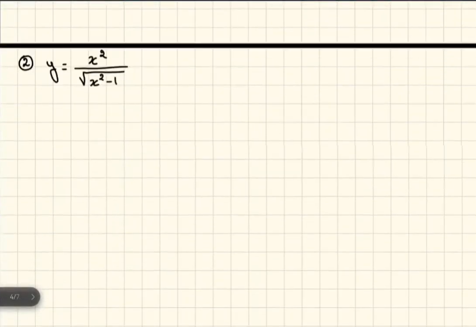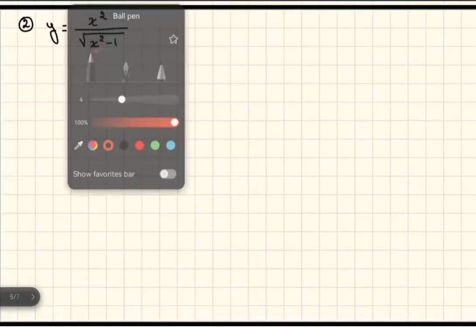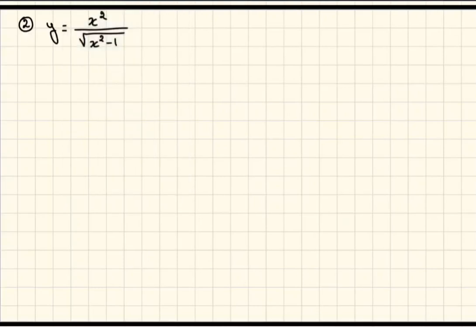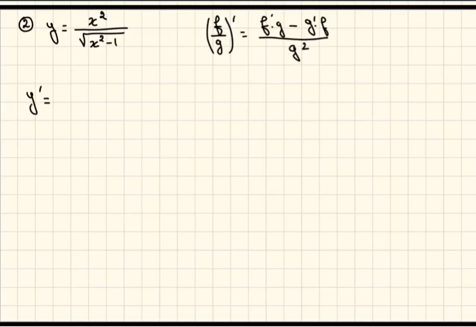Alright, another question. So here I have a quotient, I have something over something. In this case, I should remember the quotient rule. The derivative of this is f prime times g minus g prime times f over g squared. So the derivative here will be f prime, it means the derivative of the numerator, and g is the whole denominator, which is radical of x squared minus 1. So derivative of f is 2x multiplied by g, so multiplied by radical x squared minus 1 minus.